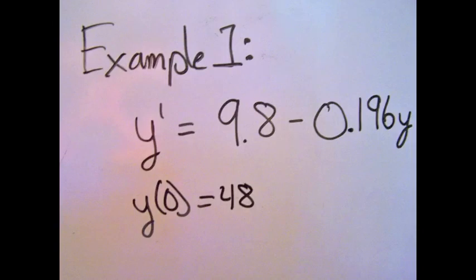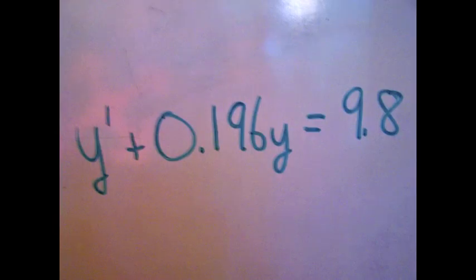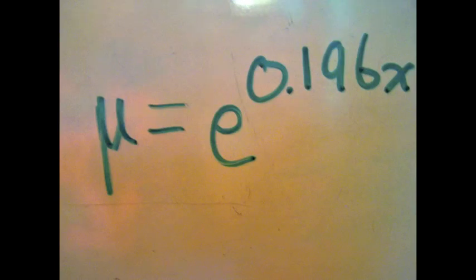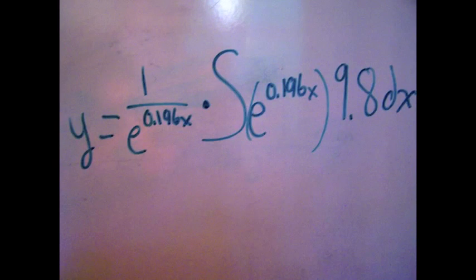In our first example, we will have both an equation and an initial condition. First, we need to get this equation into the proper format by moving the negative 0.196y to the other side. 0.196 is p of x, so mu equals e to the integral of 0.196 dx, which is e to the 0.196x. Our q of x is 9.8, so we substitute everything into our y equation.